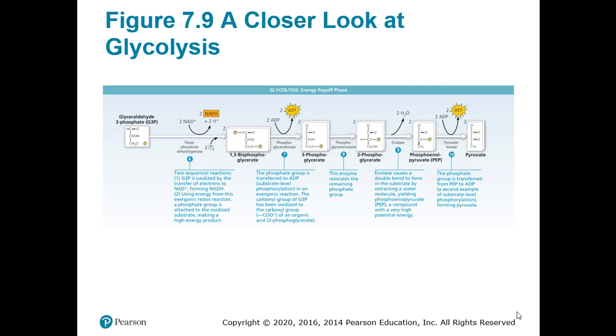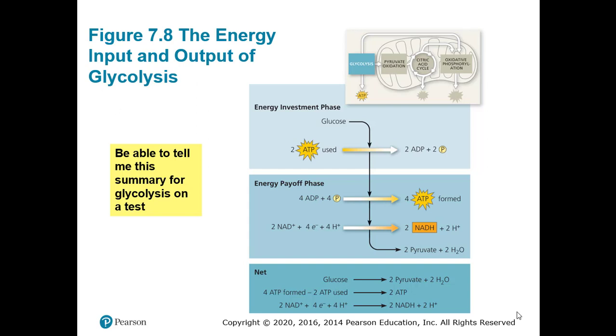So at the end of the energy payoff phase, 2 G3Ps get converted through a series of reactions to 2 pyruvates, and in the process, you're going to make 2 NADHs, 4 ATP, and you're going to give off 2 water molecules. That's what you need to know. Okay? So, here, I put a little yellow box here. You need to be able to tell me this summary on a test. So again, notice we made 4 ATP, but it's like buying a lottery ticket.